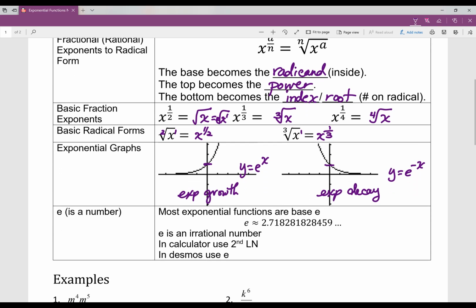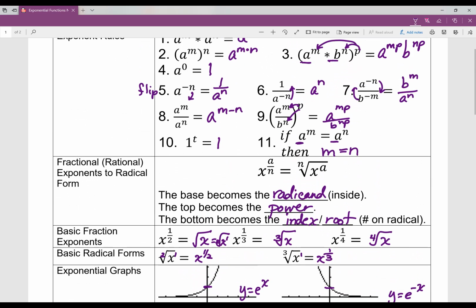Now, a number that is probably new to you this year is this number e that I put here. E is a number, y'all. And so most exponential functions are in base e. And e is like pi. It's an irrational number. It's about 2.7182818282459 dot dot dot. In your calculator to find it, you would use second ln. In Desmos, you just type the letter E and it knows that it's the number E, okay?